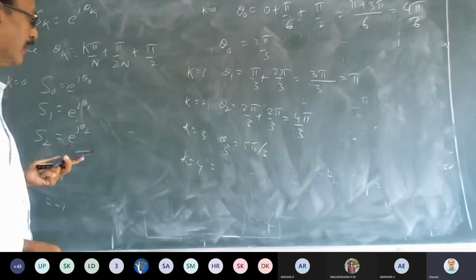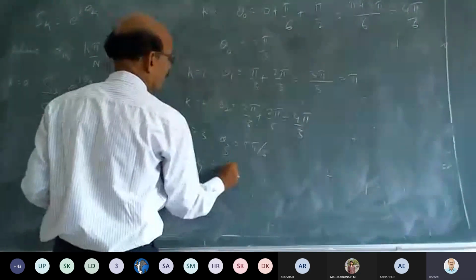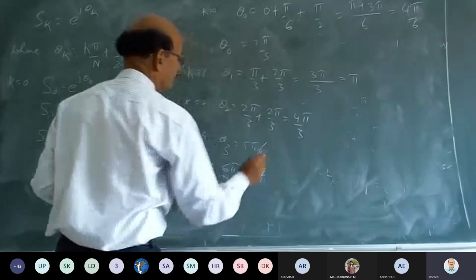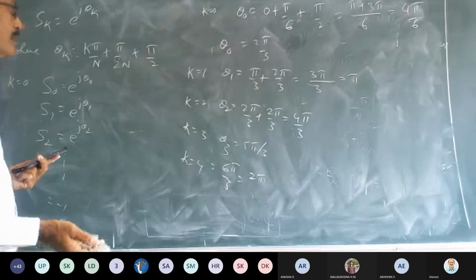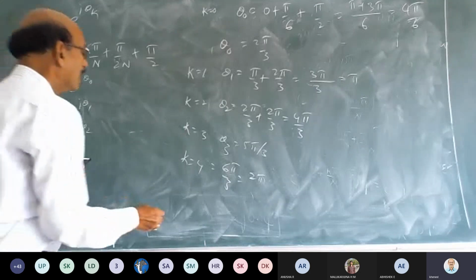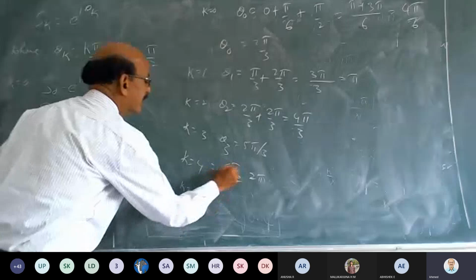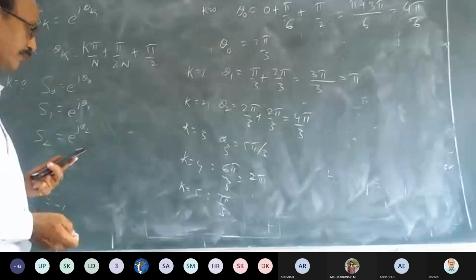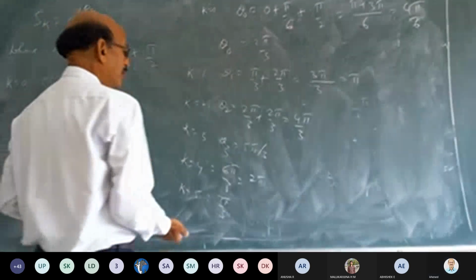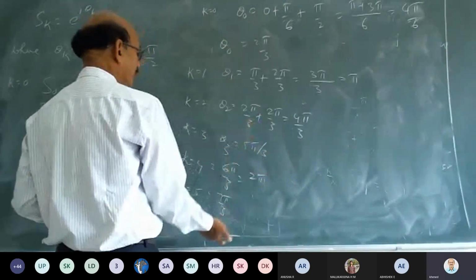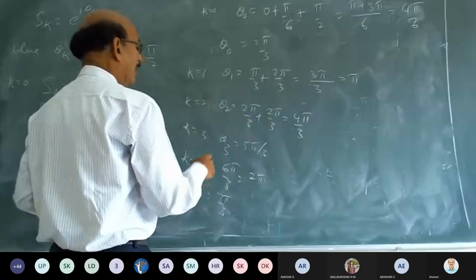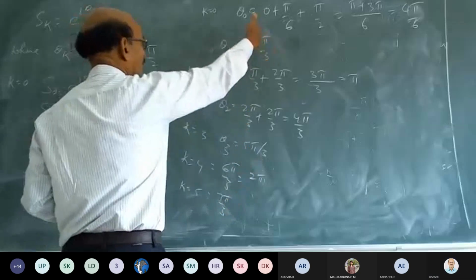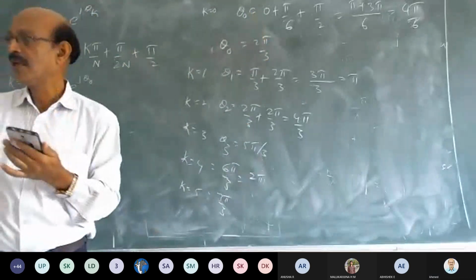6 pi by 3 is nothing but 2 pi. And for k equal to 5, I get 7 pi by 3. 7 pi by 3 means what? It's like 2 pi plus pi by 3. And then the next value would be 2 pi plus 2 pi by 3, which is the same as 2 pi by 3. The values are going to be repeated.